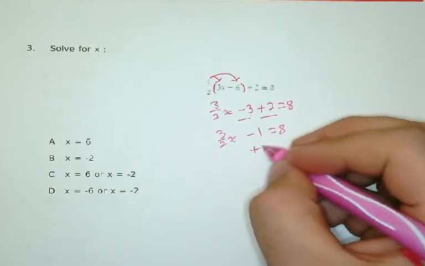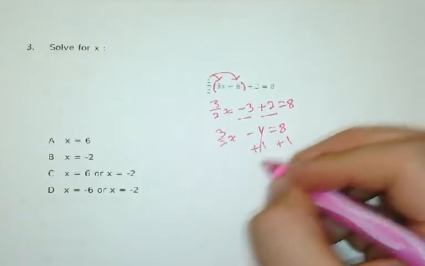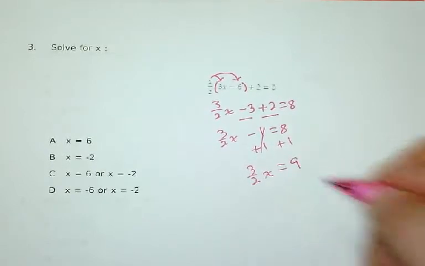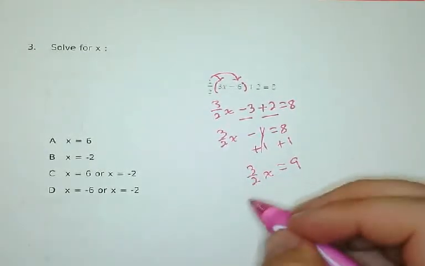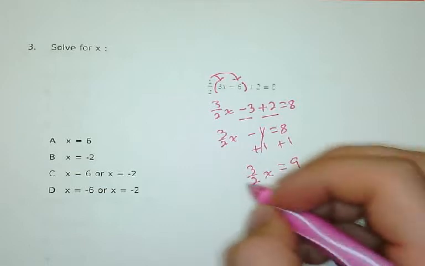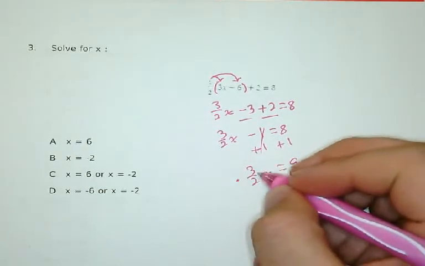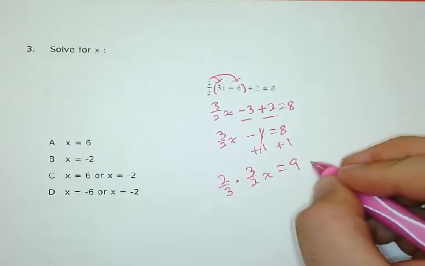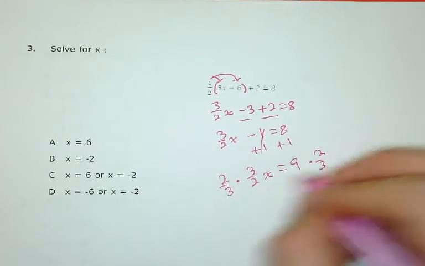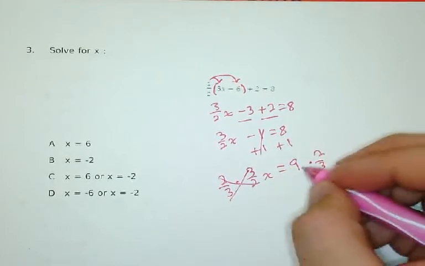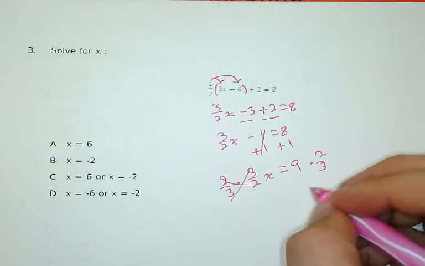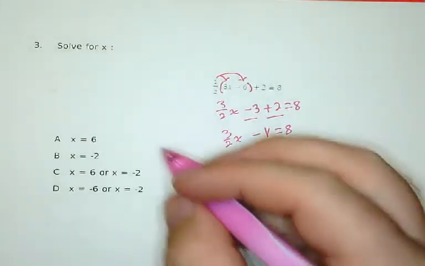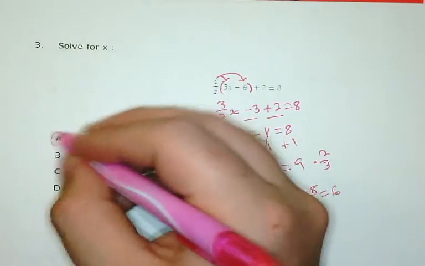Move my numbers to one side. 3 over 2x equals 9. And then now, whenever you have a fraction at the end, to get rid of it, you multiply by the reciprocal. So instead of multiplying by 3 over 2, we're going to multiply by 2 over 3. What you do to one side, do to the other. These cancel. 9 times 2 is 18. 18 divided by 3 is 6. So this one is A.